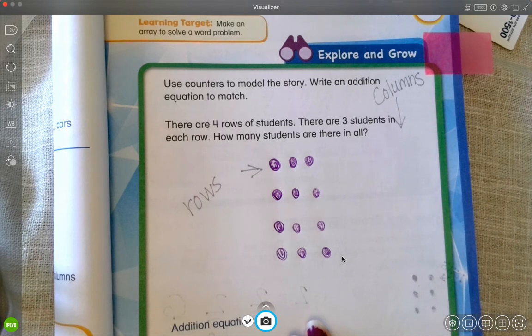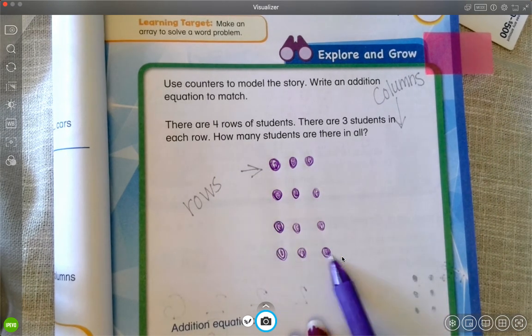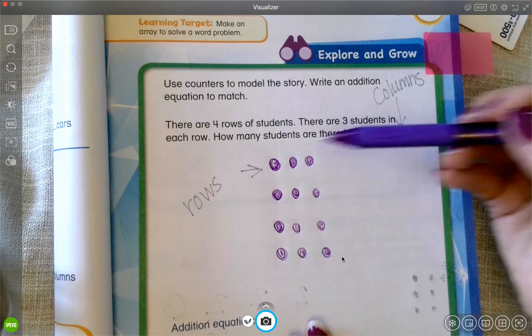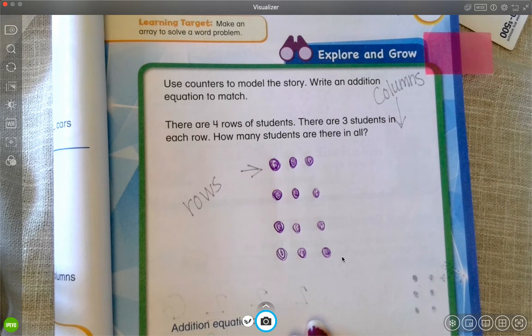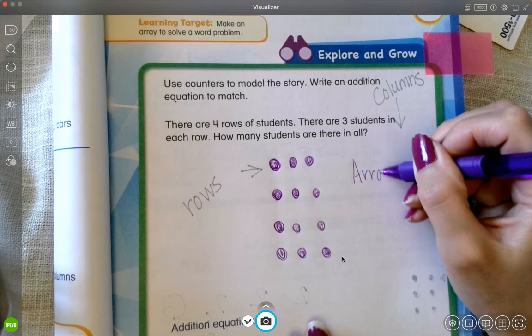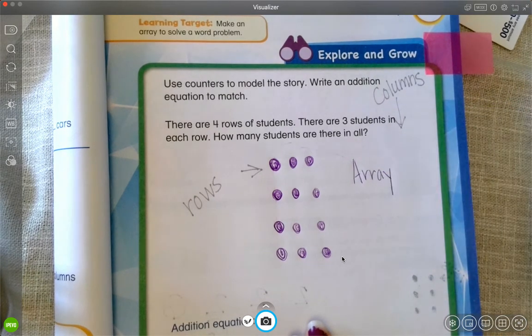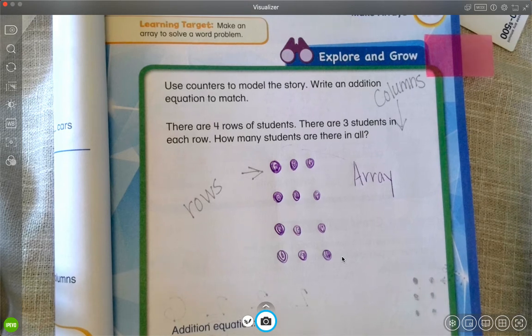And see how nice and neat that is. So all of your rows are in lines and all of your columns are in lines. Okay? That whole thing is called an array. Okay? Arrays are always nice and neat. Always, always. Okay? All right, let's go down.